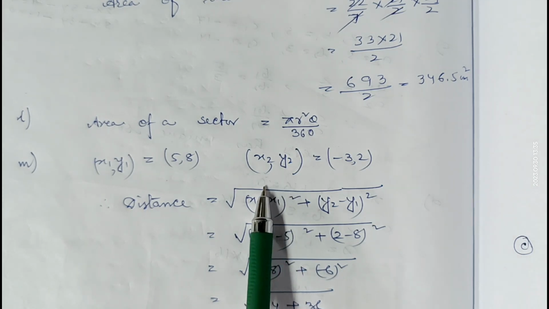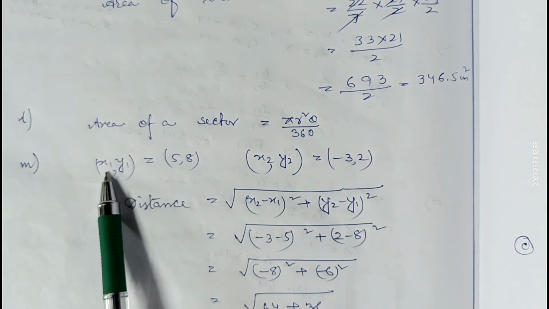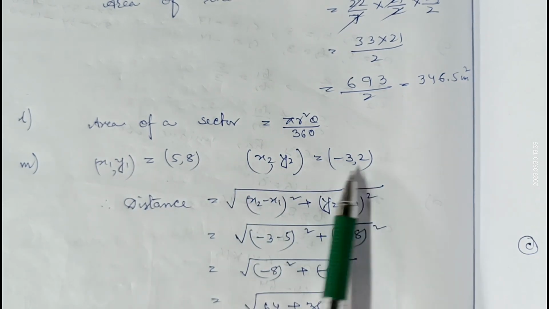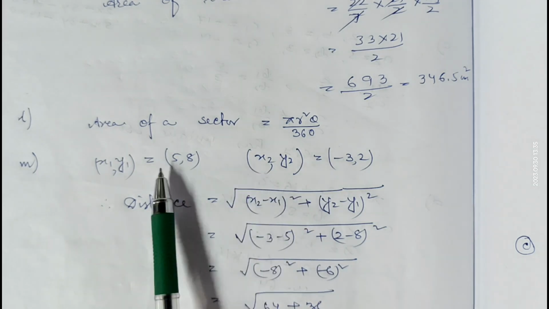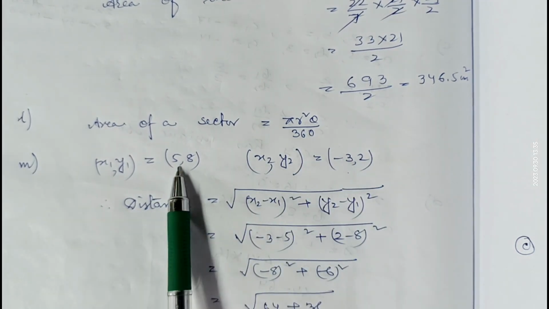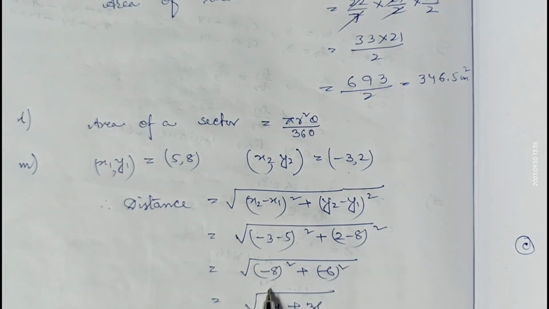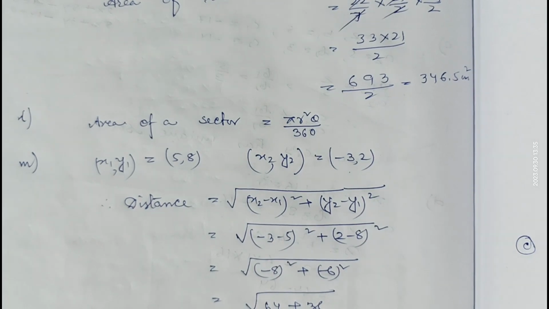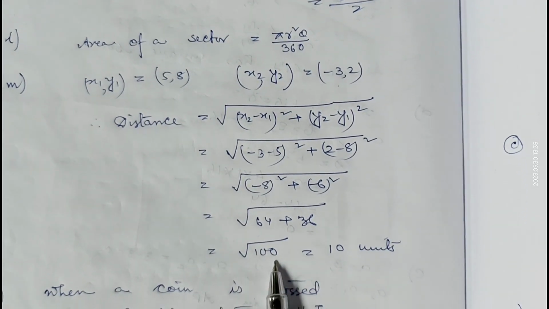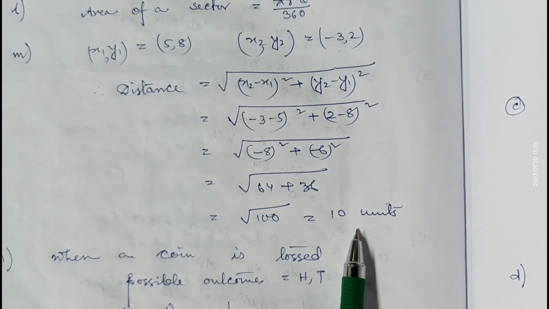Question number M, find the distance between 5,8 and minus 3,2. So x1 y1 we can consider 5,8 and x2 y2 minus 3,2. So distance will be root over x2 minus x1 whole square plus y2 minus y1 whole square. So minus 3 minus 5 whole square, 2 minus 8 whole square. It will be minus 8 square plus minus 6 square. So 64 plus 36, which will give root over 100. Root over 100 is 10. Therefore distance between the points is 10 units.